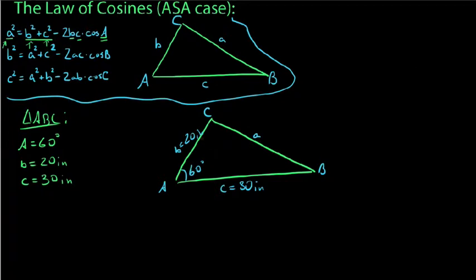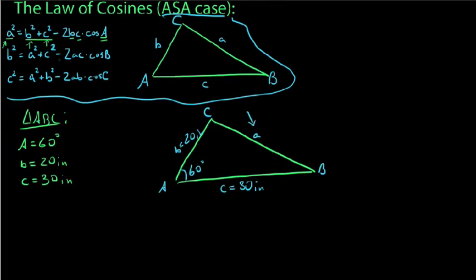You'll notice I titled this video the side angle side case. When you have two side lengths and an included angle, that is, the angle between them, then we use the law of cosines. So let's go ahead and get this set up. Let's say we know side B, we know side C, and the side we want to determine here is A.